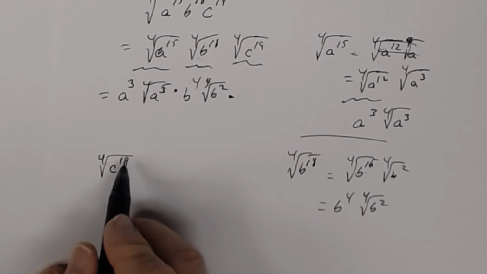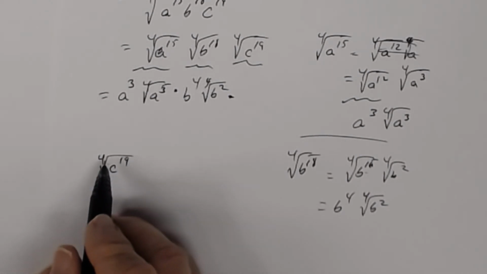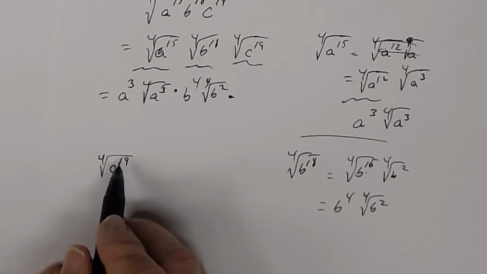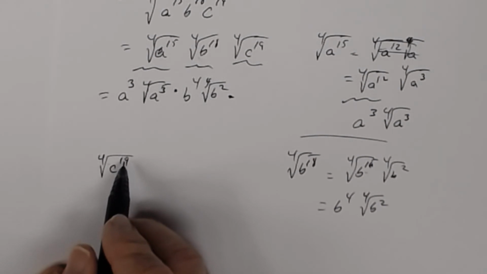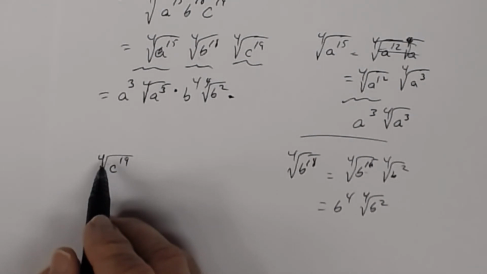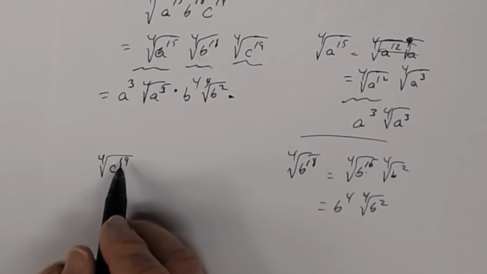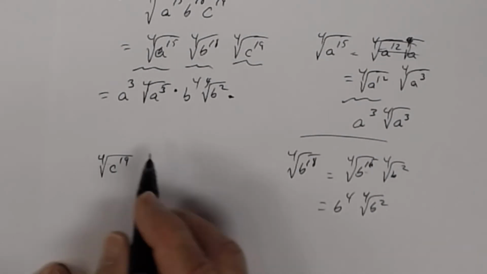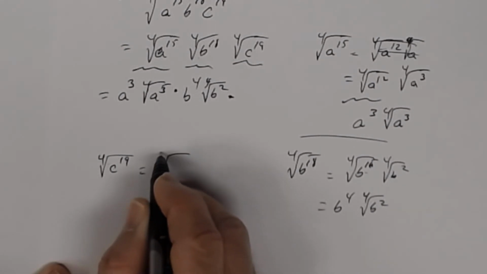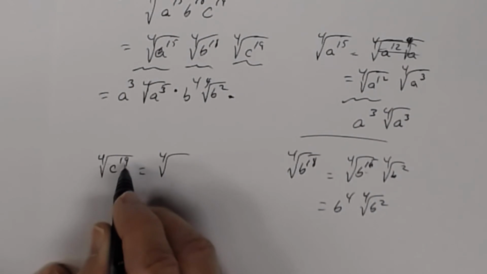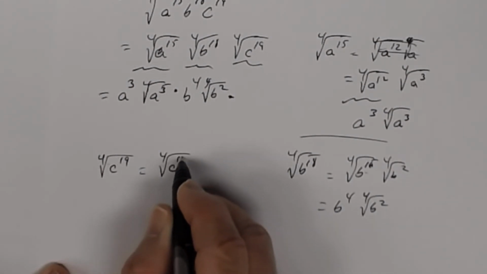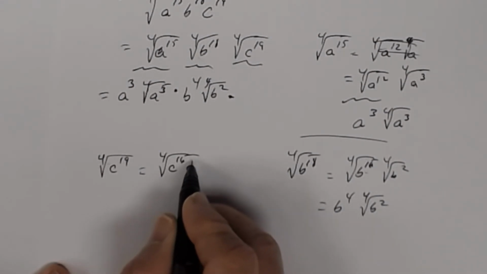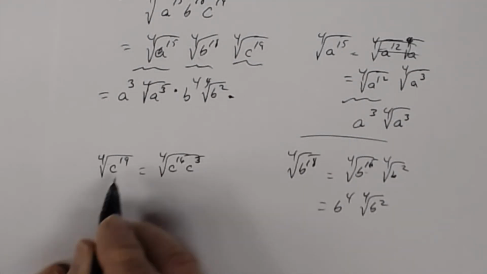So what's the large... I can simplify this because 19 is greater than or equal to 4. What's the largest integer, though, less than 19 that is divisible by 4? The answer is what? Is it 18? No. Is it 17? No. Is it 16? Yes. So y'all agree that the fourth root of c to the 19th is the fourth root of c to the 16th times c cubed, and then 16 plus 3 is 19, right?